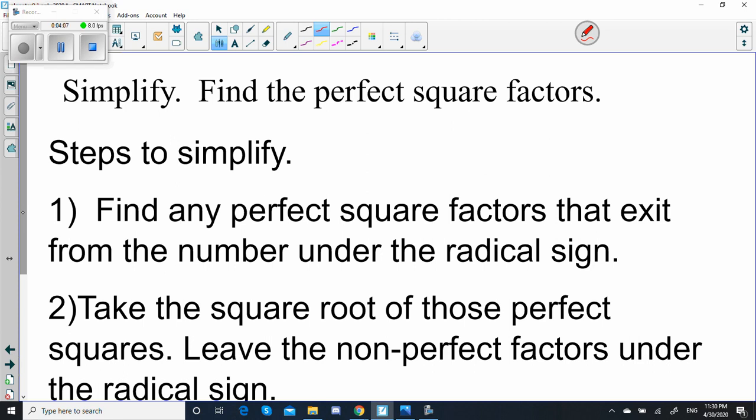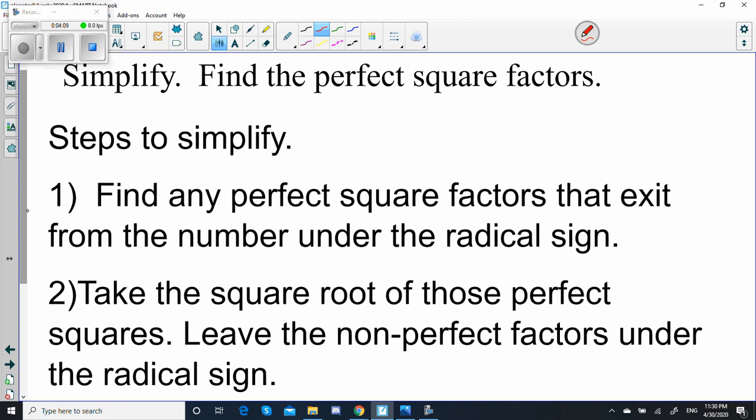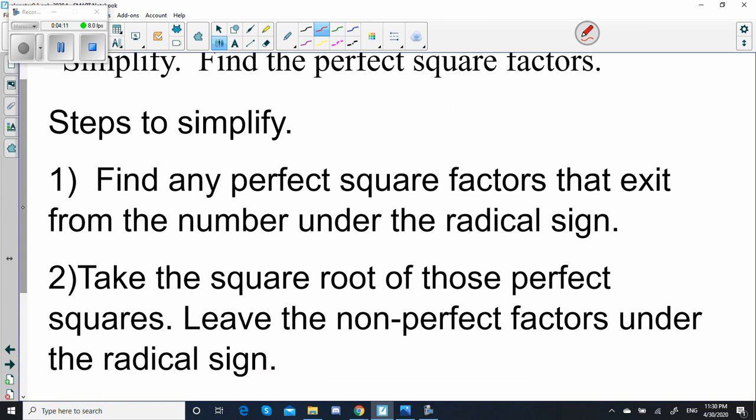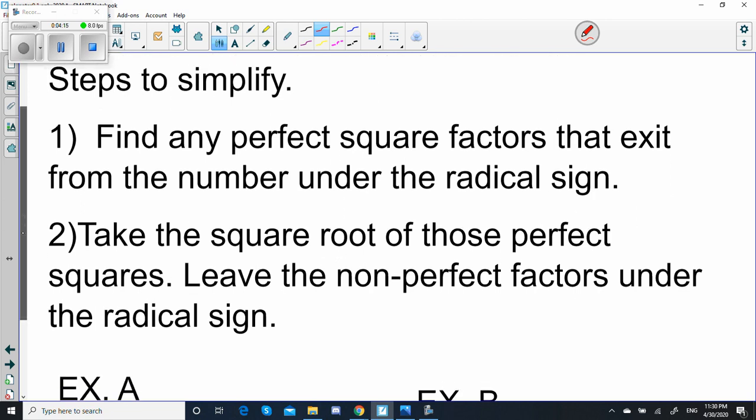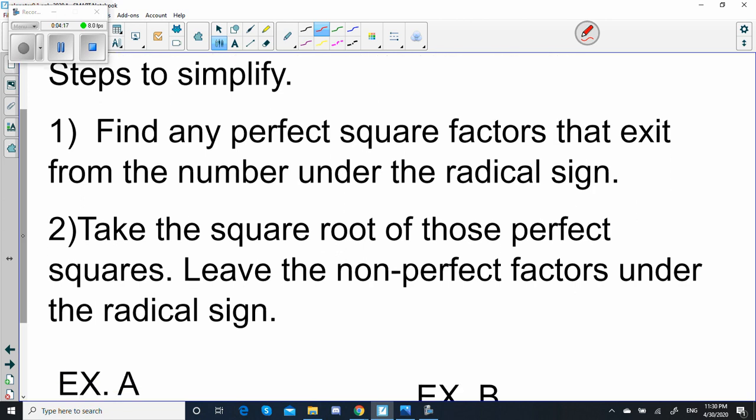Okay, so when we find perfect square factors, we use the perfect squares that we just wrote down to simplify them. So what we do is we look for any perfect square factors inside the radical sign. We take the square root of those perfect squares and we leave the non-perfect square factors under the radical sign.